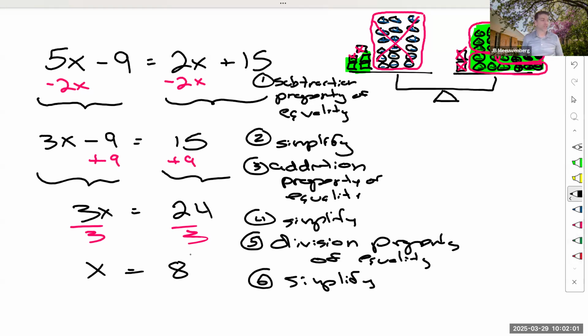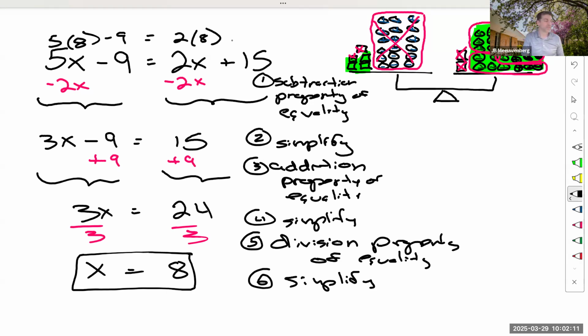And if we take our solution, x is equal to 8, and we substitute it back in here, 5 times 8 minus 9, and we substitute it back in here, 2 times 8 plus 15, and we check it, we will find out that both sides do end up equaling 31, and we do have a good solution. So that's our process.